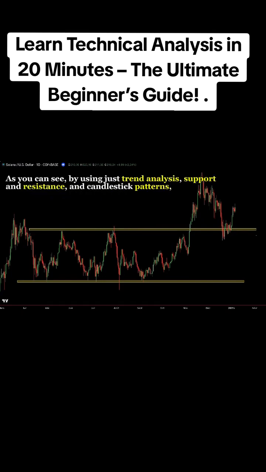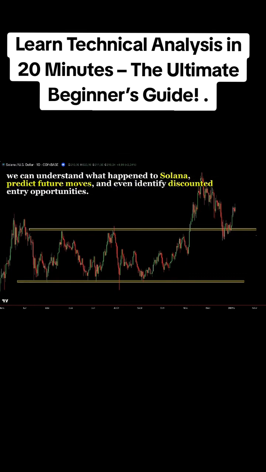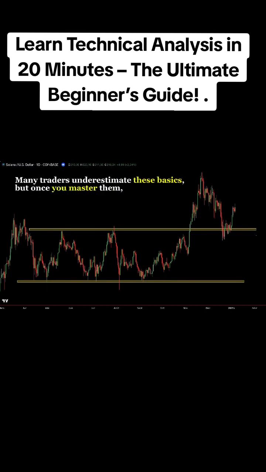As you can see, by using just trend analysis, support and resistance, and candlestick patterns, we can understand what happened to Solana, predict future moves, and even identify discounted entry opportunities. Many traders underestimate these basics, but once you master them, they give you a clear roadmap of price action, allowing you to analyze any chart with confidence.